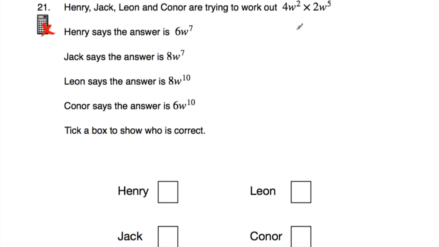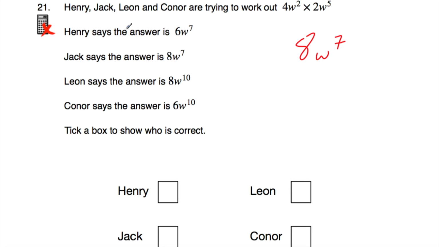Okay, right, so there's only one way we figure out who's right, and that's to work out the answer. So 4 times 2, dealing with the numbers at the front to begin with, 4 times 2 is 8. And then we've got w squared times w to the power 5, so it's going to be w. And remember, we add the powers, 2 plus 5 is equal to 7. Because w times w times w times w times w times w times w would be w to the power of 7. So the answer is 8w to the power of 7.